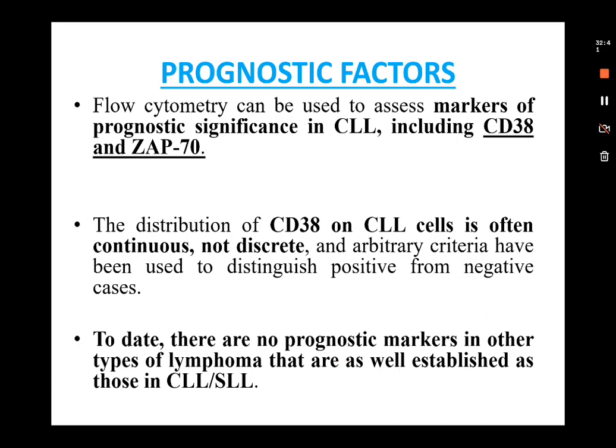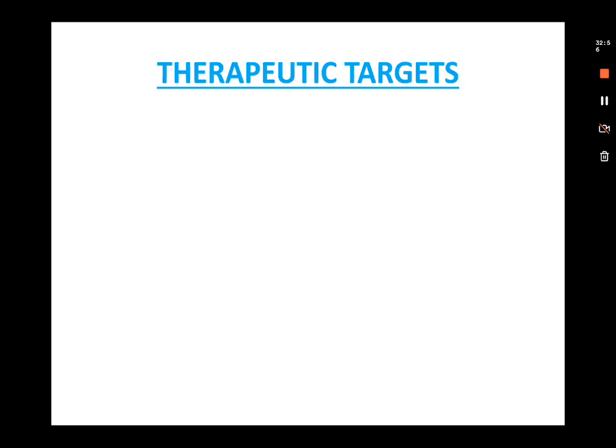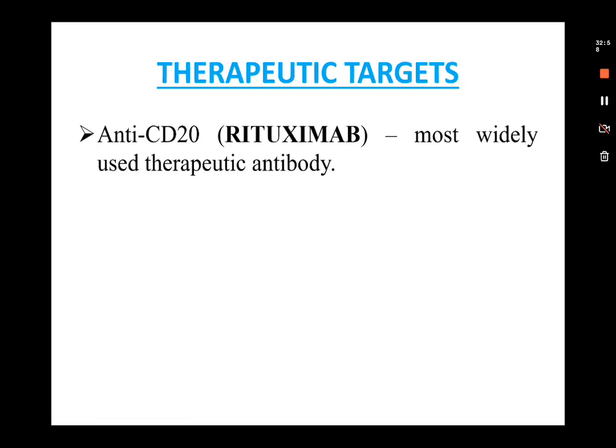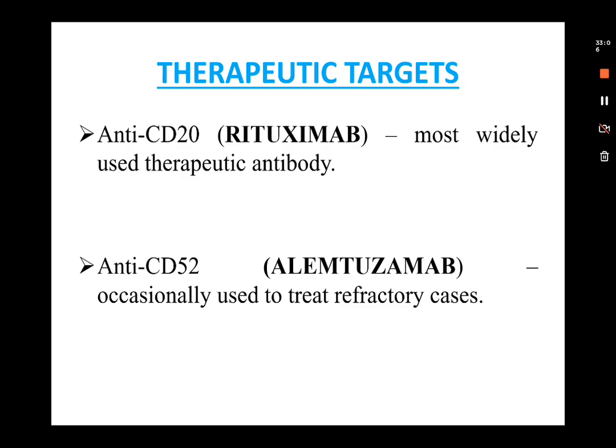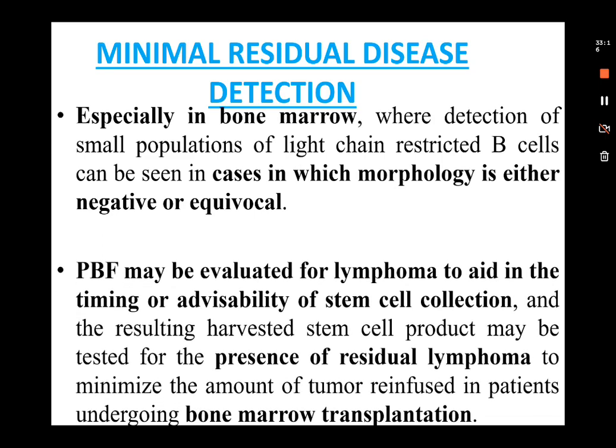We can use prognostic factors for lymphomas. We can use flow cytometry for prognostication in lymphomas also, but only for CLL, only two prognostic markers are established, that is CD38 and ZAP70, and even that we do not have very strict criteria. The criteria are very arbitrary. For therapeutic targets, for anti-CD20, if you want to give the patient anti-CD20 rituximab, you can use that. Or in refractory cases, if you want to use alemtuzumab which is anti-CD52, you can use that marker as well. Again, minimal residual disease detection is very important.